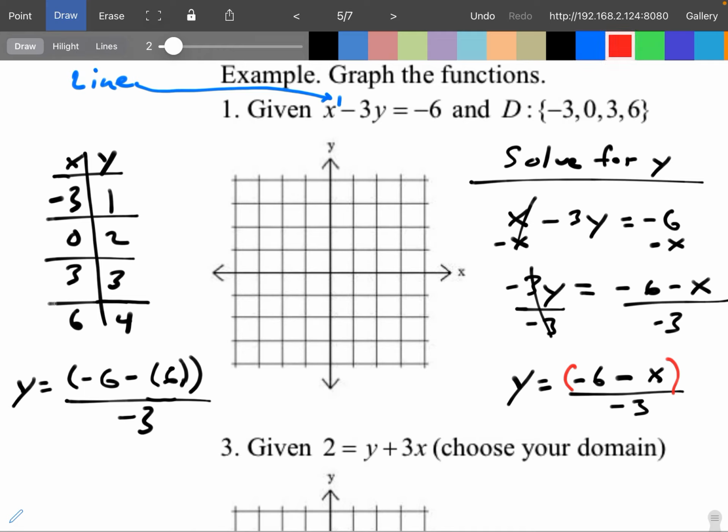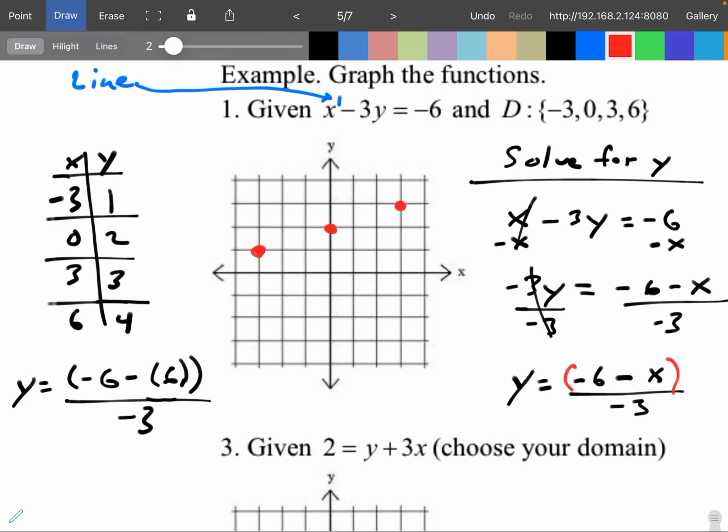Okay? And then we're just going to plot these points right here. So it's just like that homework problem that I showed you from Friday. You just fill in the table, but now we have to graph the points. Okay? We're going to graph the ordered pairs. So let's see if we get a line. So let's go. The first one is negative 3, 1.